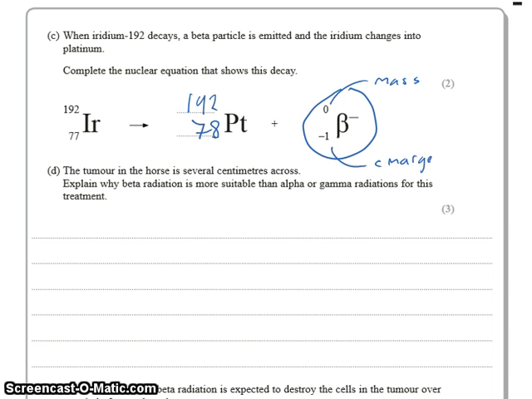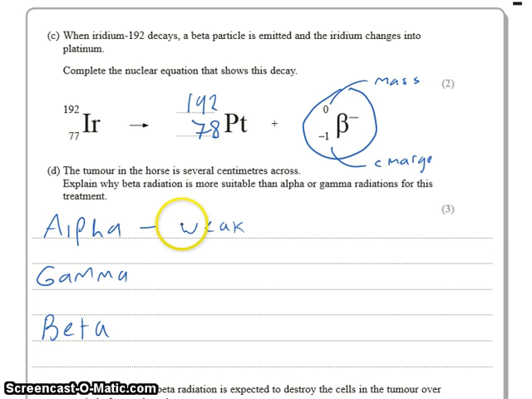Part D. The tumour in the horse is several centimetres across. Explain why beta radiation is more suitable than alpha or gamma for this treatment. Well, let's consider them all separately. Alpha, gamma and beta. Okay, so why is alpha not suitable? Well, with alpha radiation, our issue is that it has weak penetrating power, and that it cannot penetrate into the tumour. Okay, so it's not going to destroy any of the cancer cells that are there.